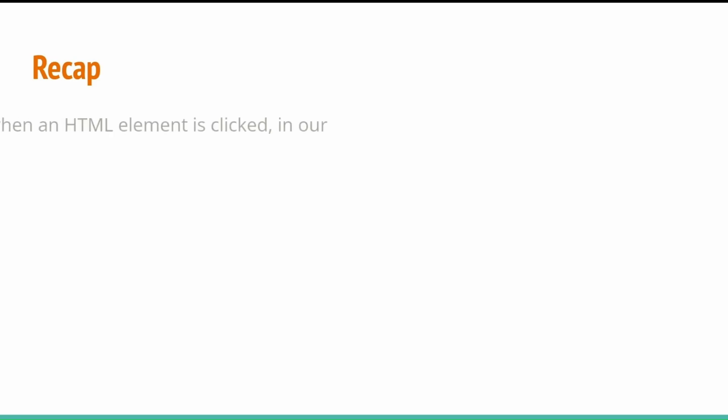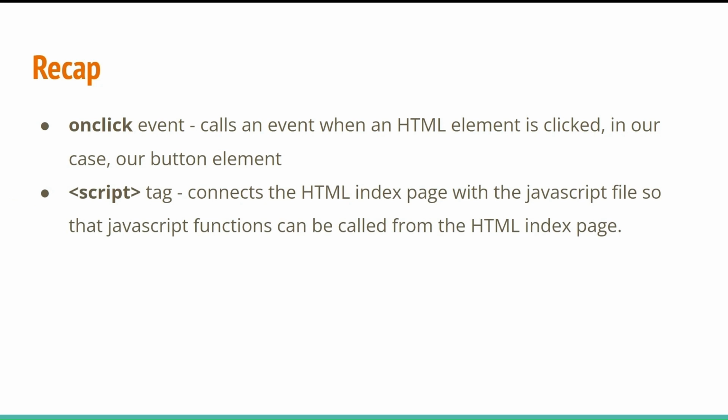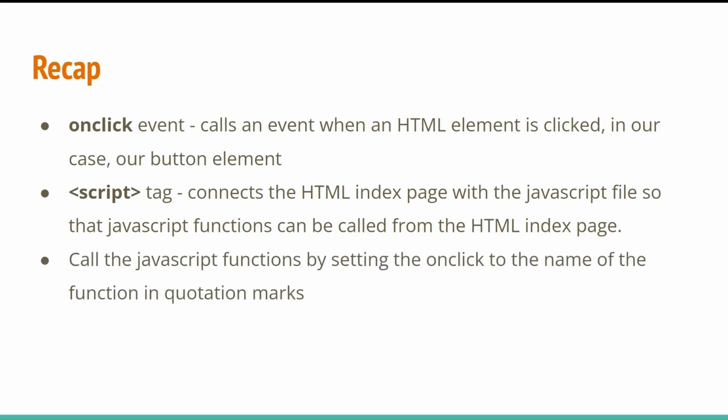So as a final recap, we learned about the onClick event, which can be attached to any HTML element and can basically do something once clicked on. We also learned about the script tag, and what this does is it connects the HTML index page with a JavaScript file that you have. So in my instance, it allows me to call JavaScript functions directly from the HTML index page. We also learned how to call JavaScript functions by setting the onClick event to the name of the function in quotation marks.